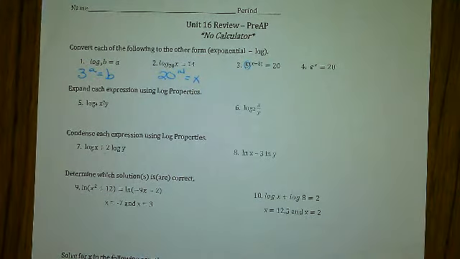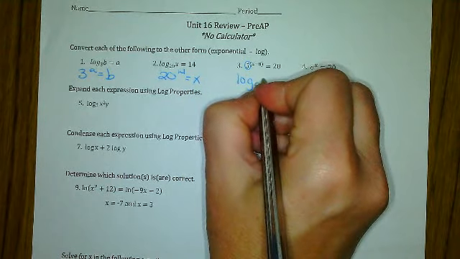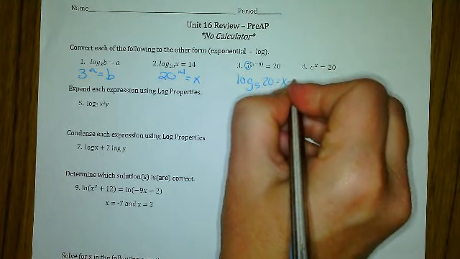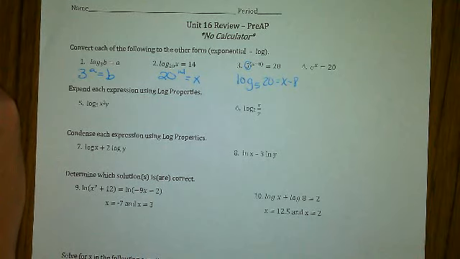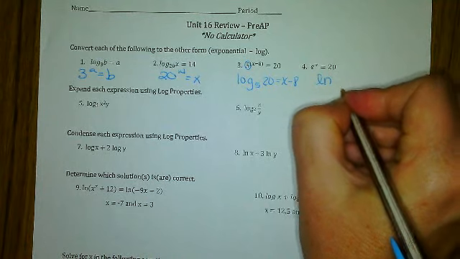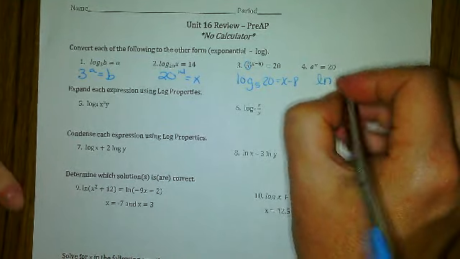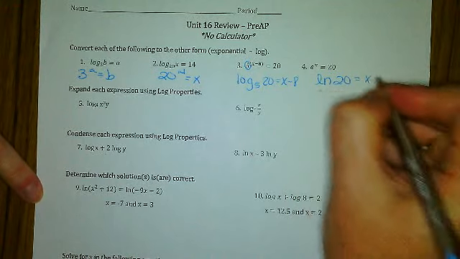Now here's your base now. If you start off with an exponent, you have to have a log. So log base 5 of 20 equals x minus 8. Same thing here, you have to have a log, so it's a natural log, the base is e, of 20 equals x.